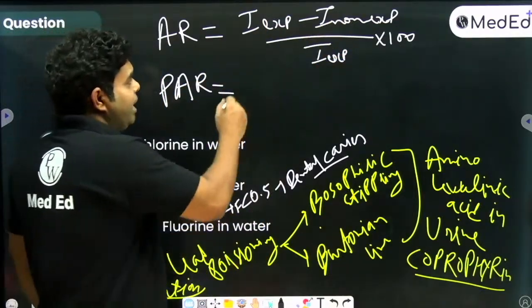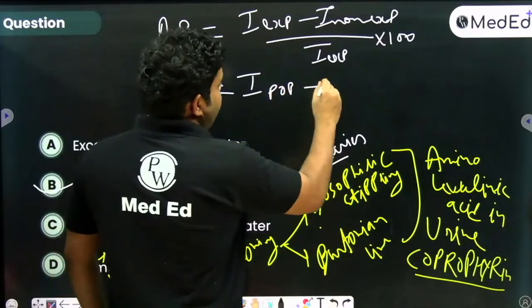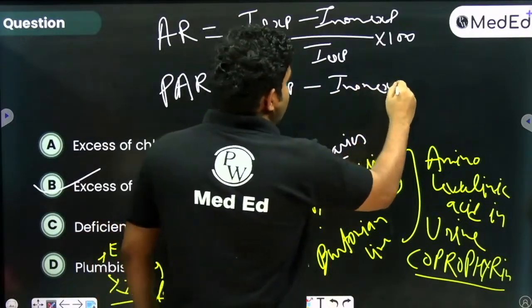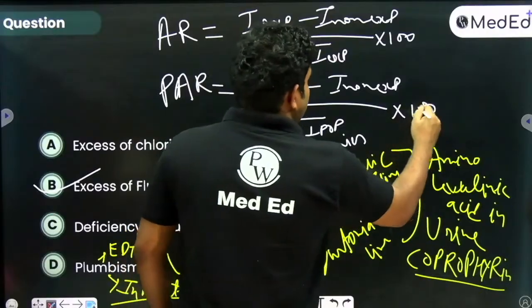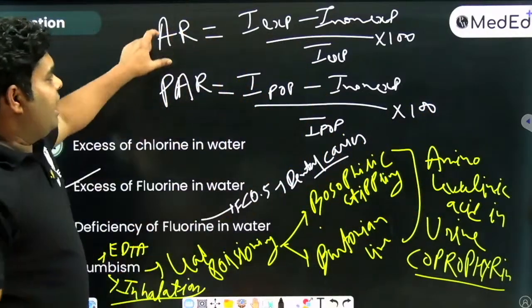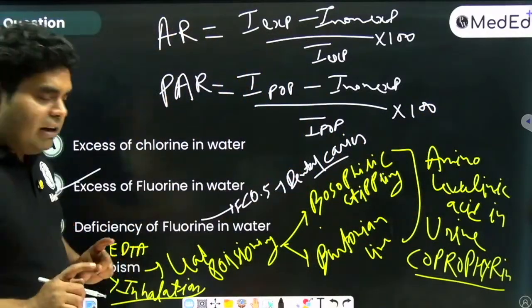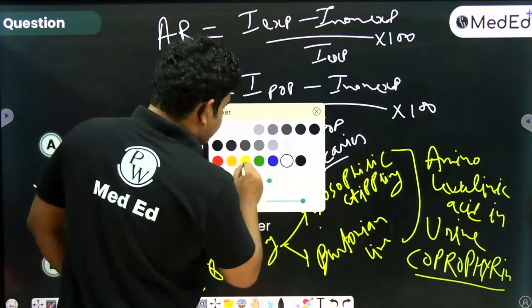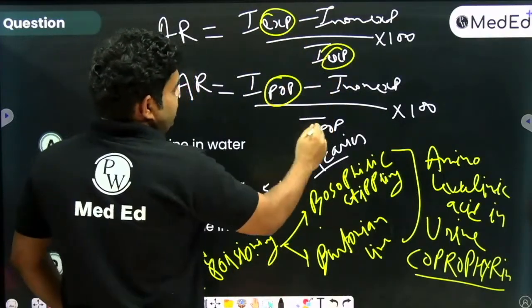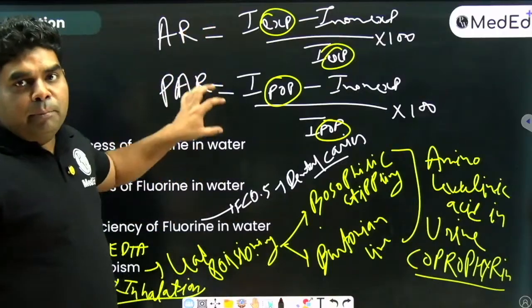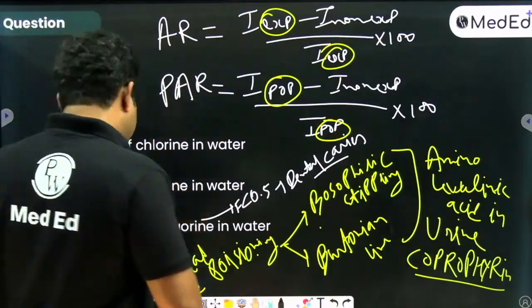What is the definition of PAR? Incidence in population minus incidence in non-exposed by incidence in population into 100. So what is the difference in AR and PAR formula? The only difference is, in place of exposed, in two places, you change it with population, and AR becomes PAR. Okay, so do remember the definitions.